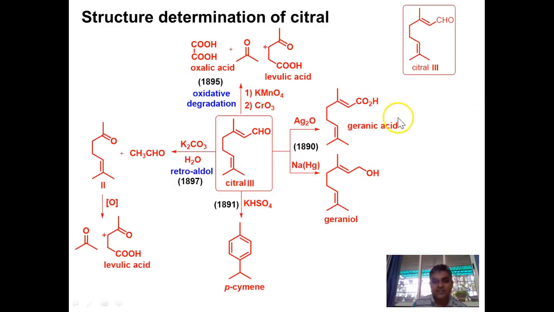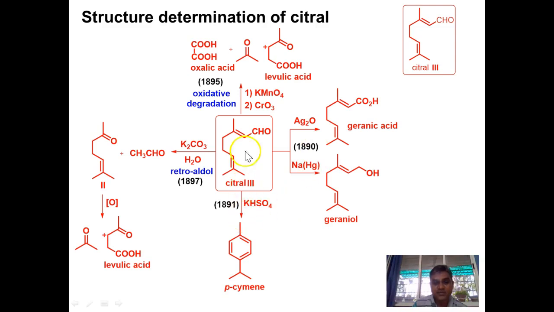Now, once the structure is proved, we have to convince ourselves what the actual products formed are. We have seen that when it is treated with silver oxide, here we get geranic acid. The structure of geranic acid is here like this. The same number of carbon atoms are here. If it is reduced with sodium amalgam, we get a primary alcohol.